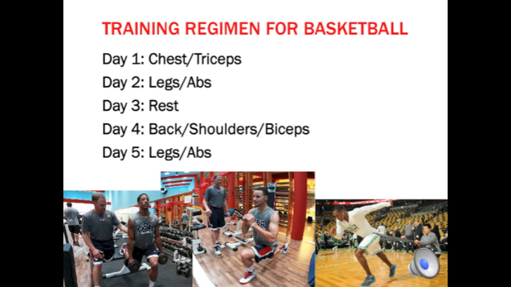Day 4, back, shoulder, and biceps workout, which includes pull-ups, dumbbell shoulder press, cable seated row, dumbbell front shoulder raise, dumbbell lateral shoulder raise, bicep curls, and hammer curls. And lastly, Day 5, legs and abs workout, including knee tucks, lunge jumps, box jumps, band-resisted backboard touches, speed dribble in harness, and lastly, band-resisted layups.